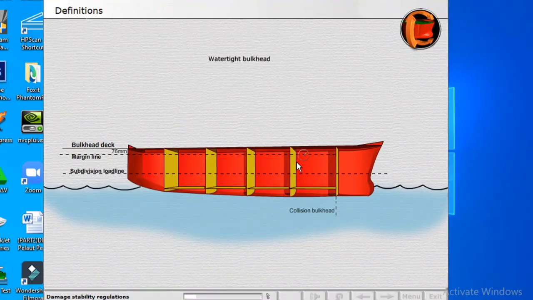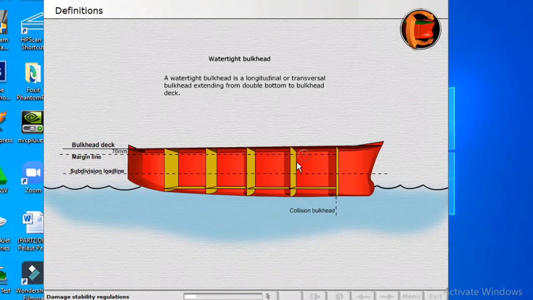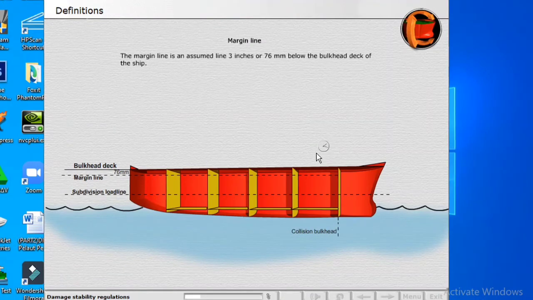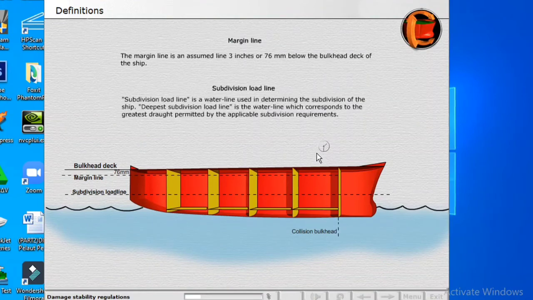Watertight bulkhead. A watertight bulkhead is a longitudinal or transversal bulkhead extending from double bottom to bulkhead deck. Margin line. The margin line is an assumed line 3 inches or 76 millimeters below the bulkhead deck of the ship. Subdivision load line. Subdivision load line is a water line used in determining the subdivision of the ship. Deepest subdivision load line is the water line which corresponds to the greatest draft permitted by the applicable subdivision requirements.